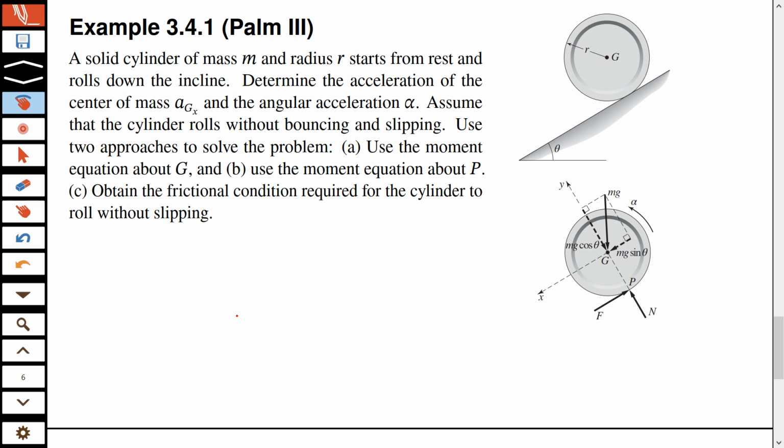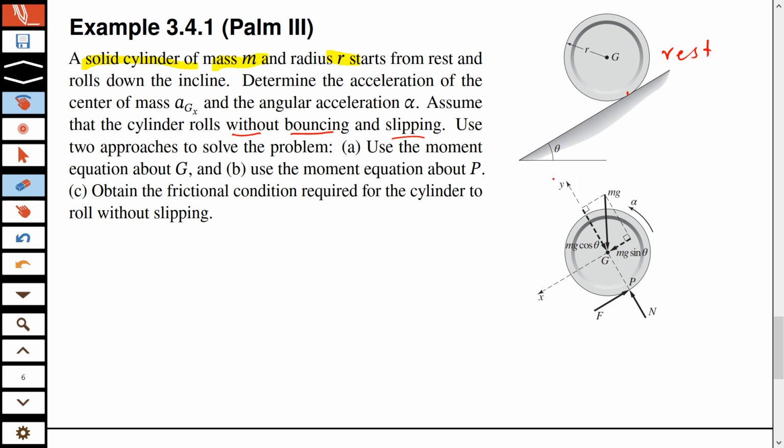So in this example 3.41, we have a solid cylinder of mass M, radius R, and it starts from rest. Let's say from here it starts, this is the rest position, and because of gravity it rolls, and we assume that there is no slipping and no bouncing.